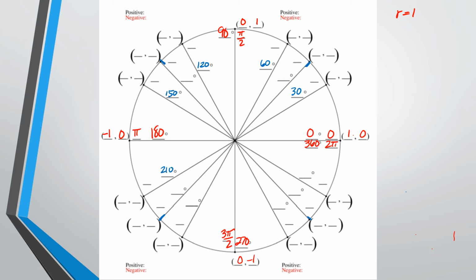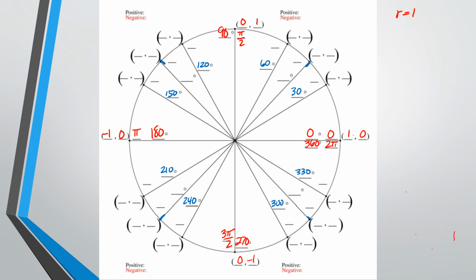Then I'll go to 210, 240. That brings me to 270, which is already there. And then my last few would be 300 and 330 because 360 is already there. So I've gone through and I've done all of my angles in degrees by 30s.